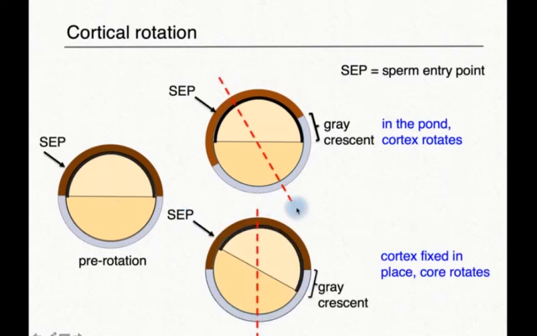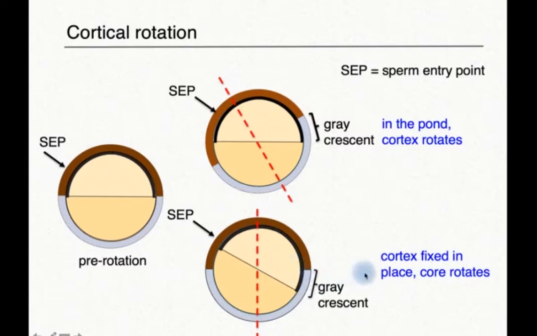Now in the lab, we can fix the outside, the cortex, such that it gets stuck in place by embedding it in some agar or something like that that holds it. If you add sperm and it rotates, what you'll see is if that outer part is held rigid, the rotation will still occur. So this central core will now be turned relative to the cortex.